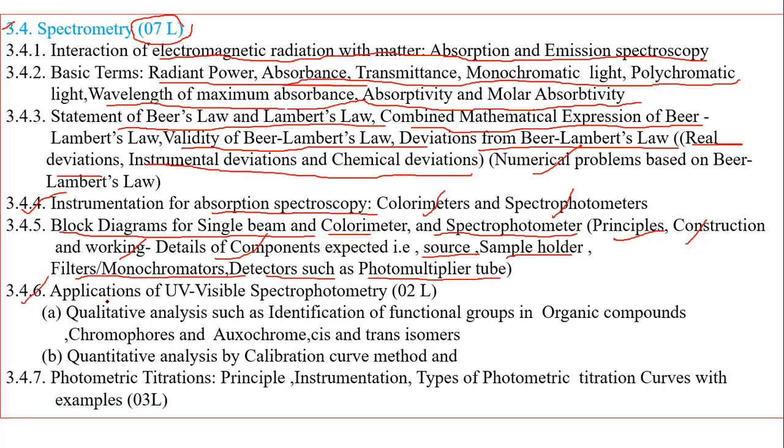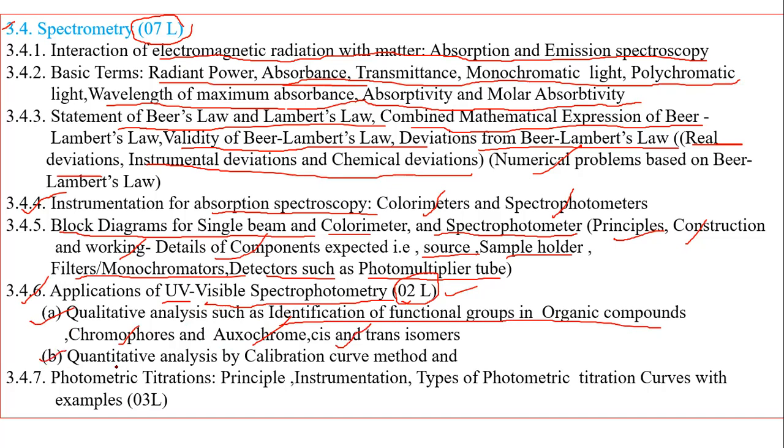So why are we going to study this technique? Because each and every technique and instrument has its application in our day-to-day life, and that is the reason why we are learning this technique. So we are going to study the applications of UV visible spectrophotometry, which carries 2 lectures. Applications include identification of functional groups in organic compounds, what a chromophore is, what an auxochrome is, and cis-trans isomerism with the help of UV visible spectrophotometry.